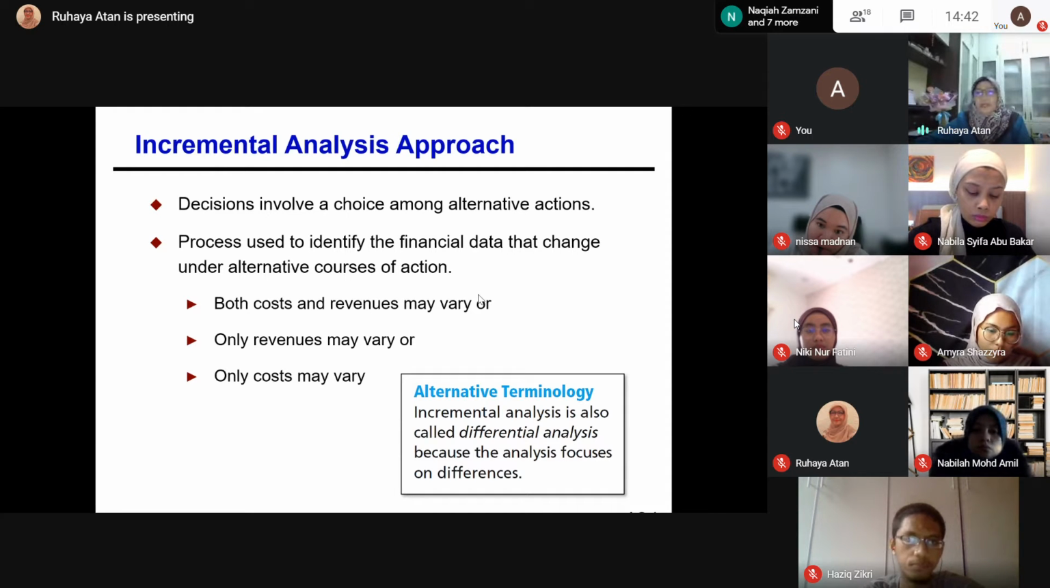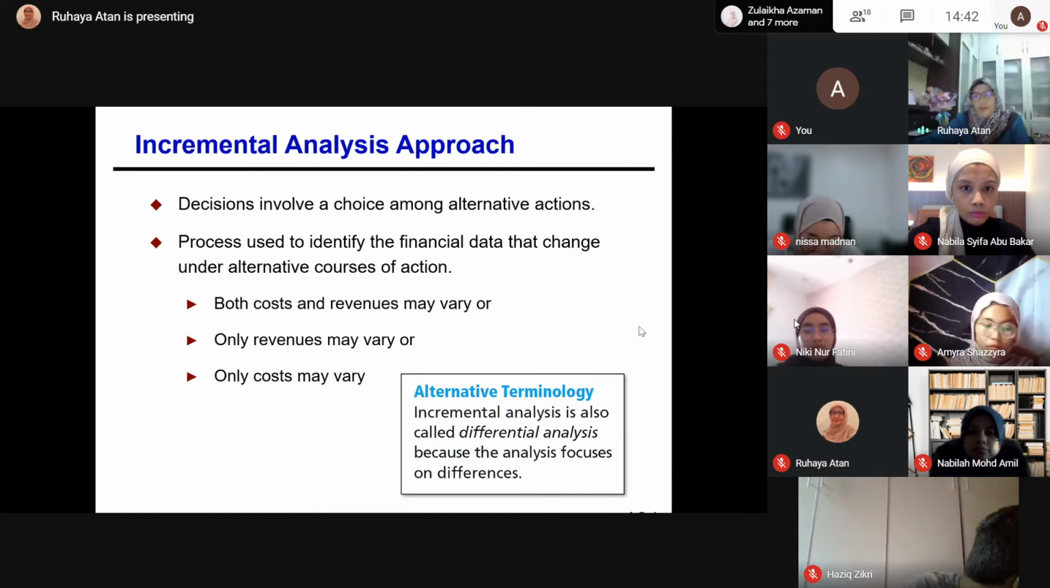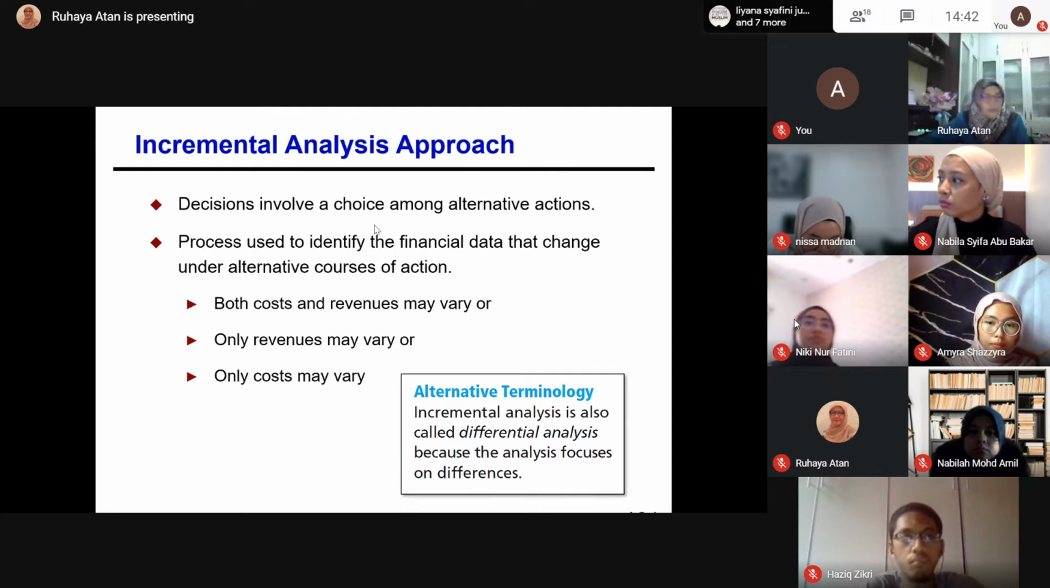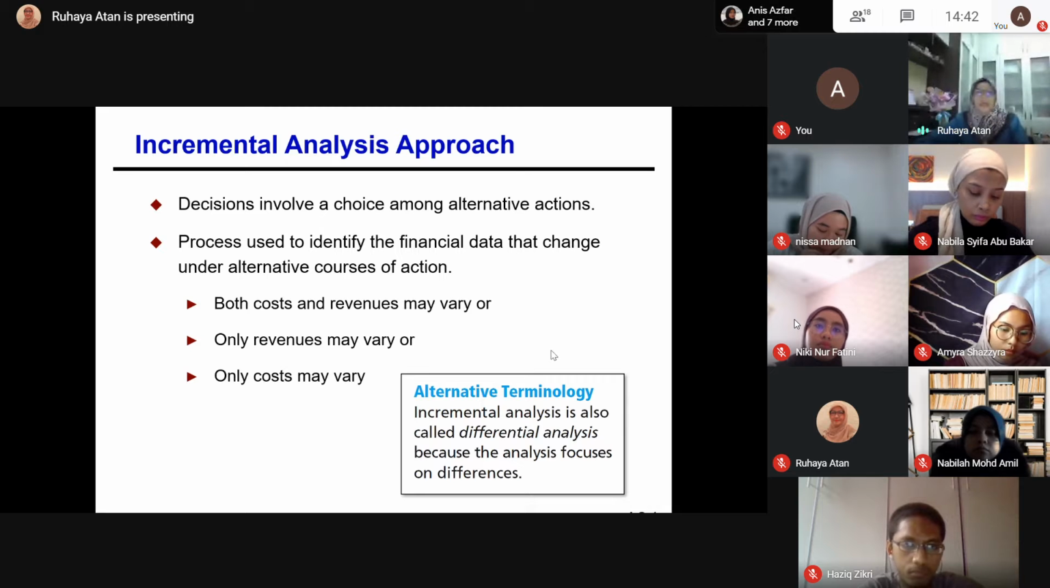And then at the end, the net of it. Is it better to take this action, or is it better to take the other action? This is what we call incremental analysis. It is also called differential analysis. Why is it called differential analysis? Because we want to analyze the difference. The change is the difference, isn't it?